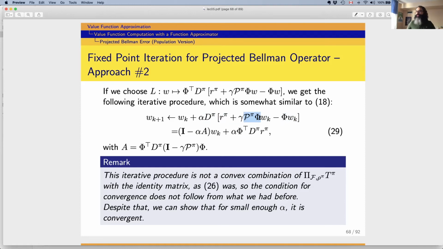If the vectors are p-dimensional, the order of computation per step would be order of p. And the interesting thing is that when we convert this to the sample-based version, it would be essentially the TD method for linear function approximation. So this is how we get the TD method.